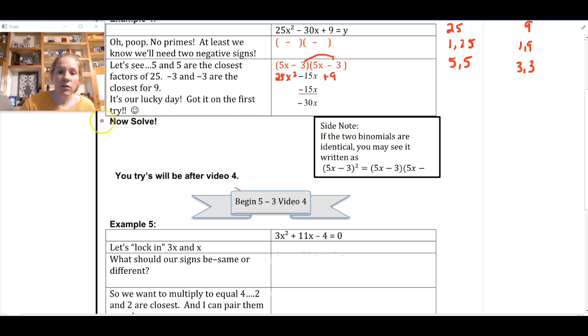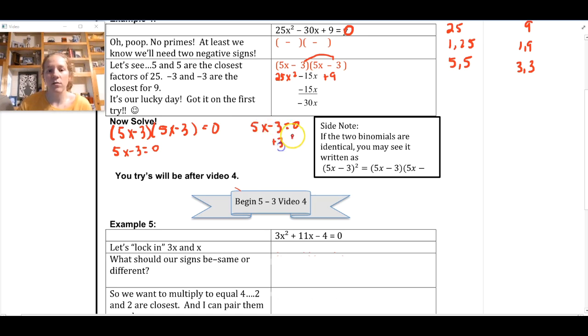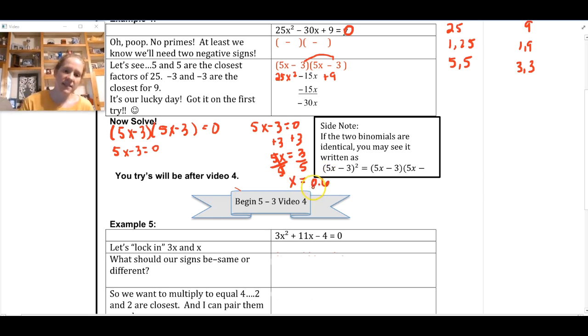But for now, solving it, 5x minus 3 times 5x minus 3, I'm going to set both of those equal to 0. Oh, I forgot to set this equal to 0. Sorry. I'm going to set both of those equal to 0, so 5x minus 3 equals 0. And over here, 5x minus 3 is equal to 0. I'm going to add 3 to both sides, which gives me 5x equals 3. And then I divide by 5. So I get 3/5, or 6/10 is what that would be as a decimal.